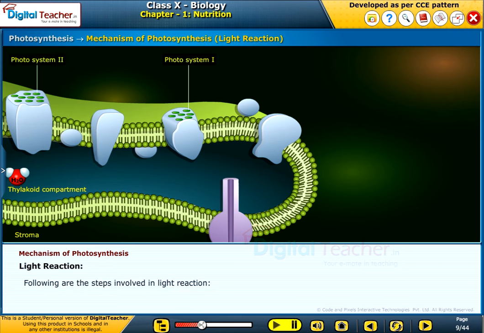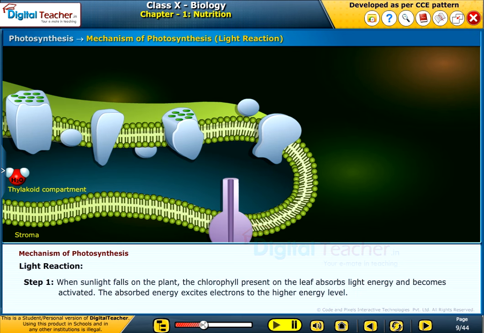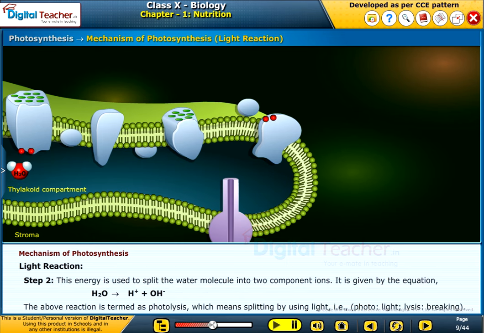Following are the steps involved in light reaction. Step 1. When sunlight falls on the plant, the chlorophyll present on the leaf absorbs light energy and becomes activated. The absorbed energy excites electrons to the higher energy level. Step 2. This energy is used to split the water molecule into two component ions. It is given by the equation shown on the screen. The above reaction is termed as photolysis, which means splitting by using light, that is photo, light, lysis, breaking.